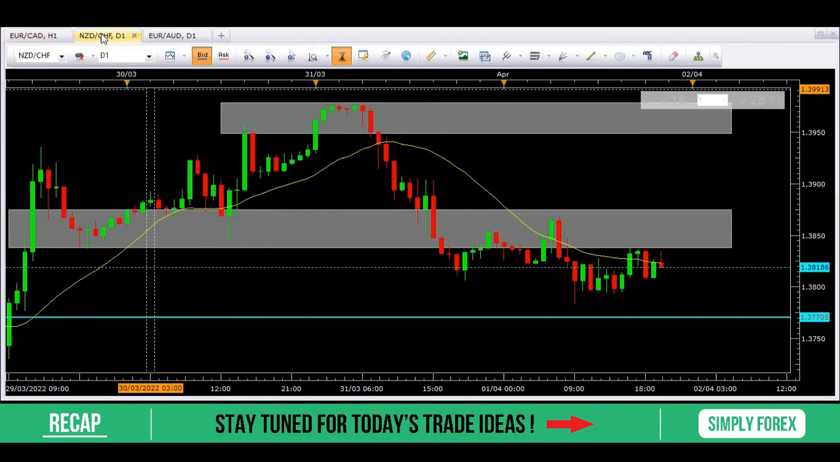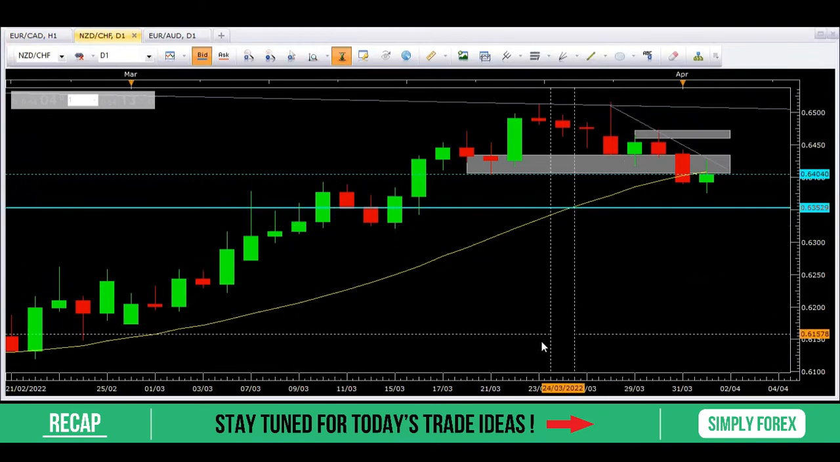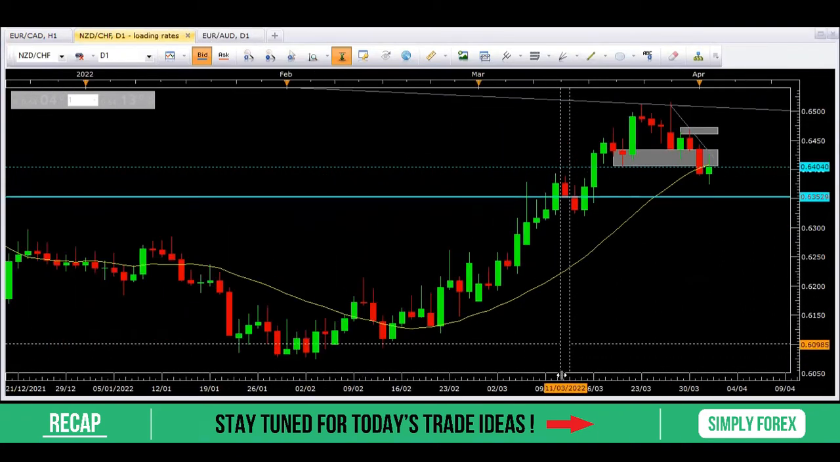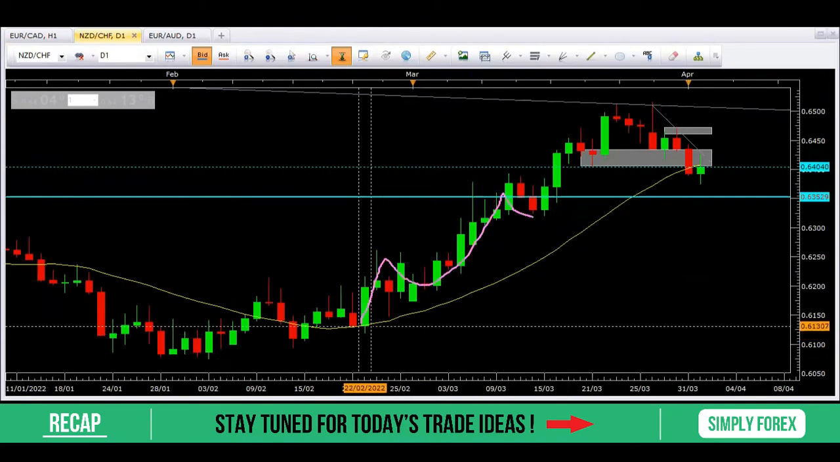Okay, next one was this. This was the New Zealand dollar against the Swiss franc. This is the day chart that you're looking at. As you can see, guys, price was clearly in an uptrend, but then these lows here were eventually broken. This candle here broke these lows, so the structure for me has now changed. We now have lower lows, so we were just trying to take price back down to this blue line.